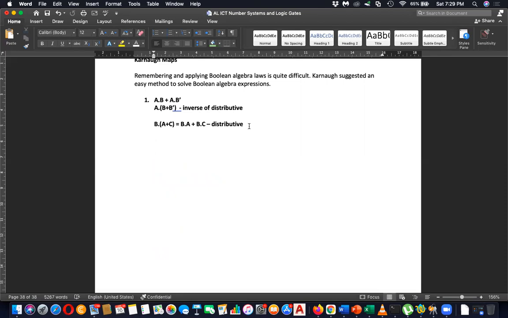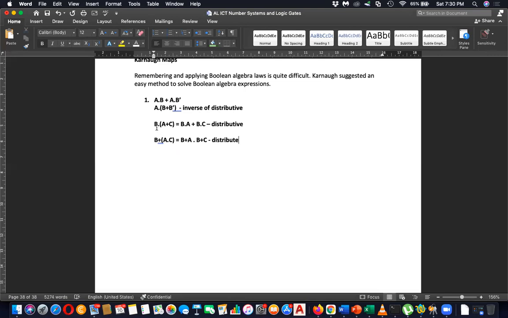But if you have something like this, still you can distribute. How do you distribute? Can you tell me the answer? B dot, A or C is equal to B dot A or B dot C. Yes, in logic, this is valid, right? This is how you distribute.